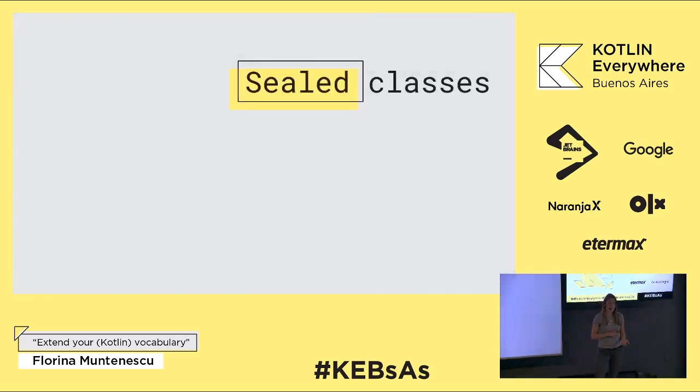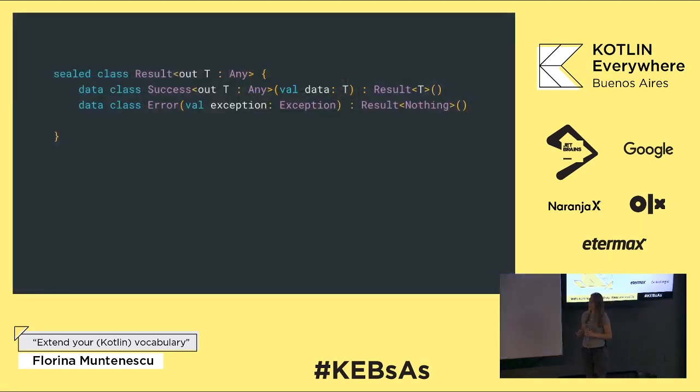Okay. Next topic, sealed classes. So sealed classes are used for representing restricted class hierarchies, when a value can only have a specific value from a limited set. Practically, a short way of seeing this is like an abstract class where you can only define the implementations inside the same file, and that's all.